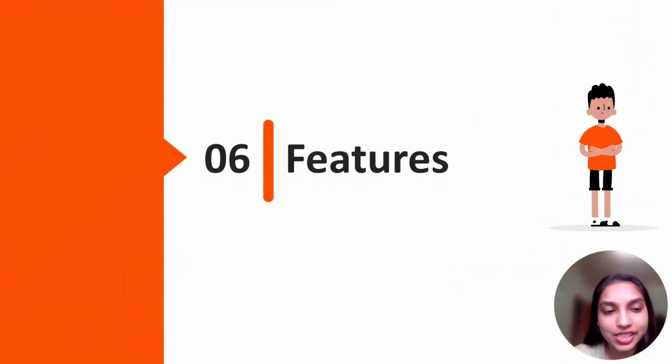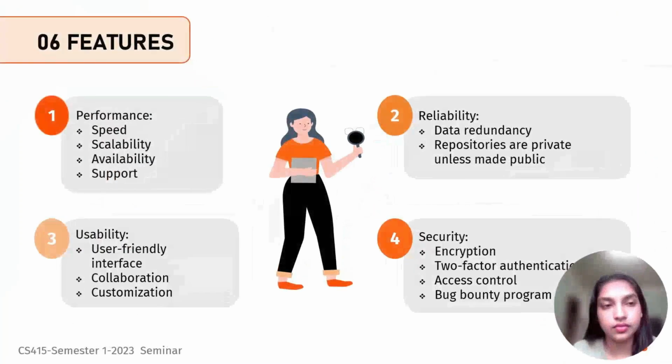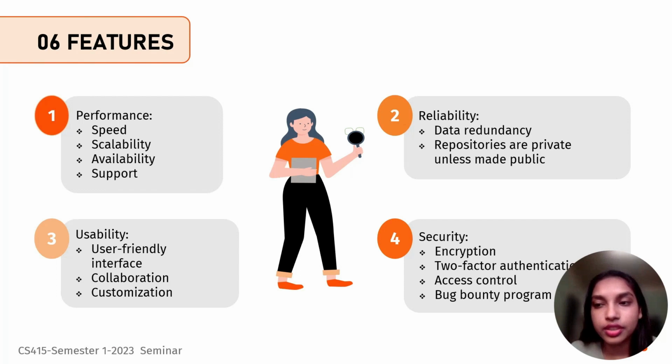Moving on to the features of GitHub. GitHub features can be subdivided into performance, usability, reliability, and security. Under performance, it can be said that GitHub is quite quick and efficient. This is because of caching data and minimizing the number of requests. It is scalable because it is able to handle large code repositories through a distributed architecture, allowing workload to be distributed across multiple servers. It is available 24/7 because it has an uptime record of 99.9%, ensuring code or repository access.